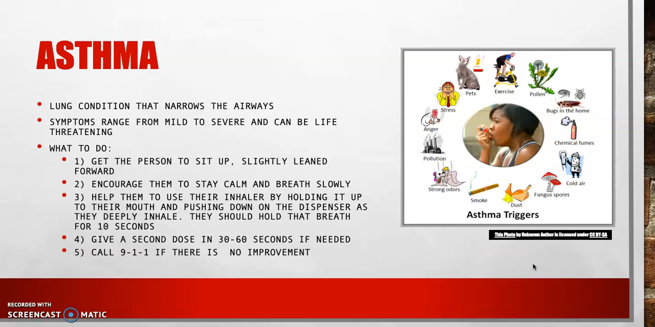3. Help them use their inhaler by holding it up to their mouth and pushing down on the dispenser as they deeply inhale. They should hold that breath for 10 seconds. 4. Give a second dose in 30 to 60 seconds if needed. And 5. Call 911 if there is no improvement. So if a person gets better after taking their inhaler, which many people do, you don't have to call 911 for this. But if someone's been having an asthma attack for an extended period of time, 911 is the best decision.